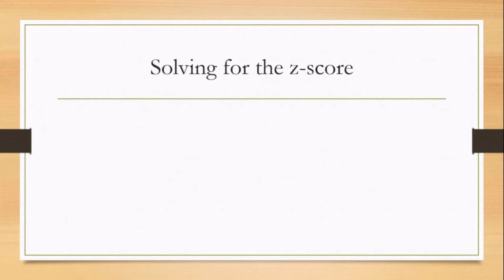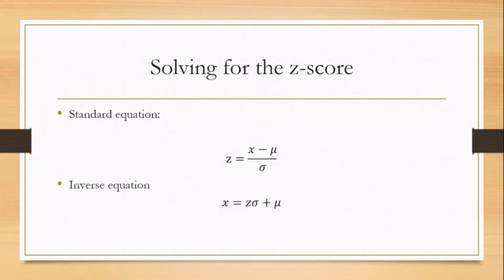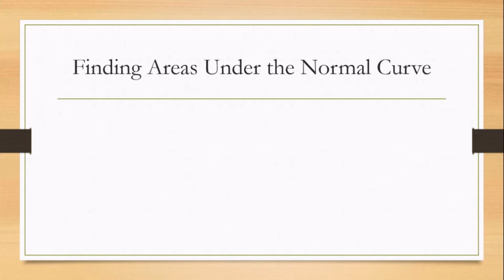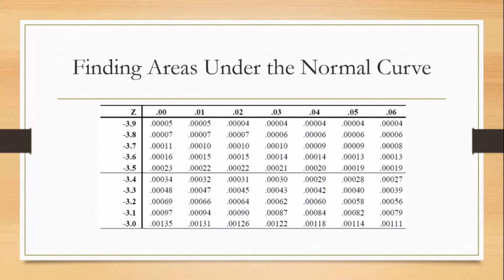Solving for the z-score. As we all know, the standard equation is z is equal to x minus the mean or mu all over the standard deviation or sigma. Also, we might have this inverse equation handy, which is x is equal to z times sd plus the mean. Next, in finding areas under the normal curve, we will use the z-table, which provides certain areas to a corresponding z-value.